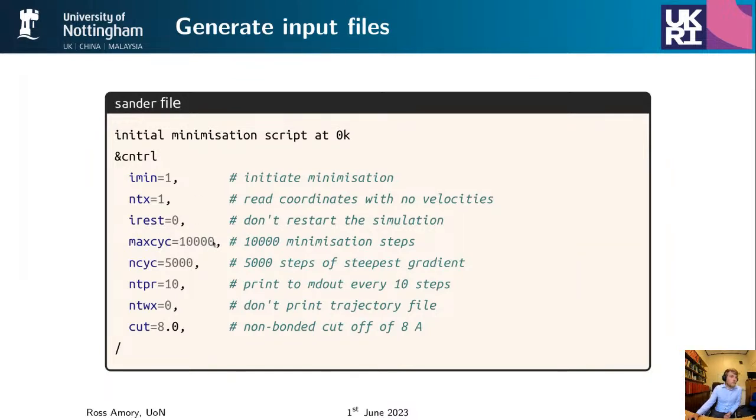The next two commands aren't massively important, but the fourth one down, maxcyc, is the number of minimization steps that you're going to compute. And then some extra information about how often you print to an output file. And then finally, your cutoff is your non-bonded cutoff. So for your long-range interactions, that's the variable that you edit there.